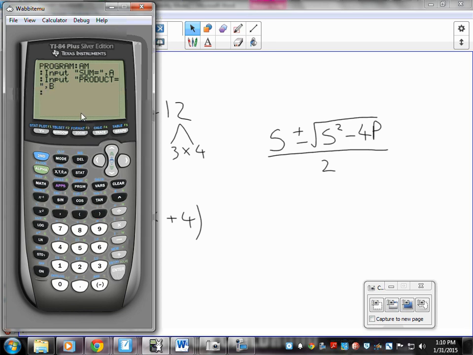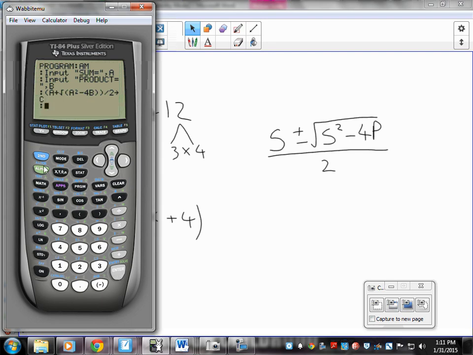Now I want it to actually calculate this, so I'm going to just type this in. The sum on my board here is A, so that's going to be A. First of all, I'm going to do the addition, A plus the square root of the sum squared, so that's A squared minus 4 times the product, which in our case is B. Close that up, and that's all going to be divided by 2. And I'm going to store that. STO button means store that. I'm going to store that as the letter C.